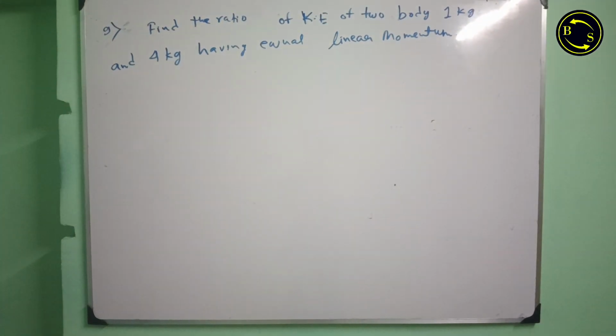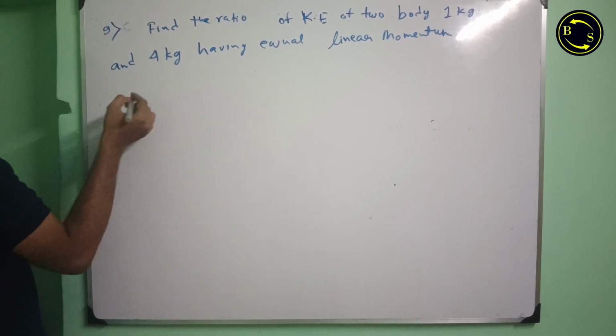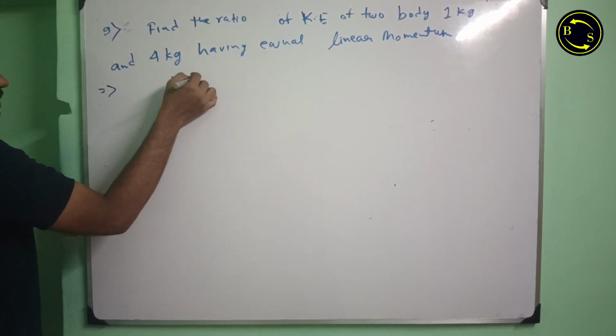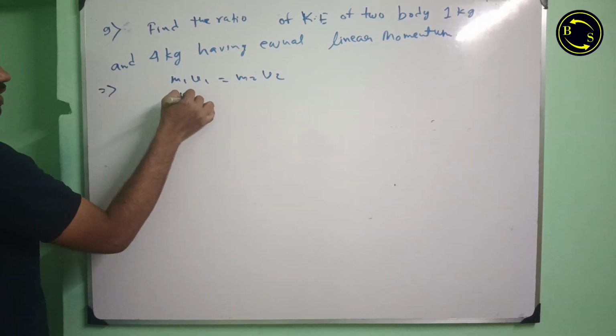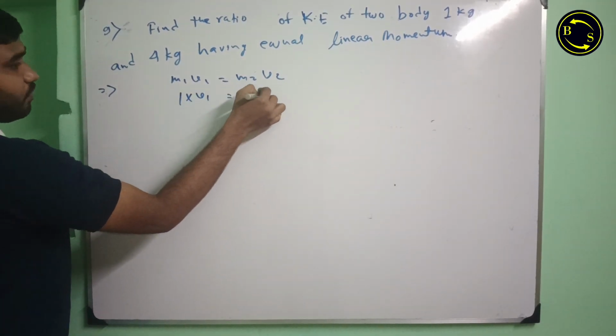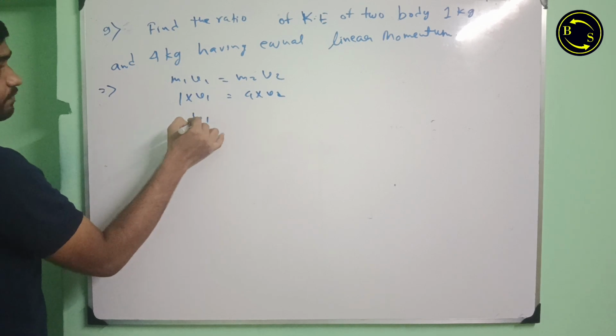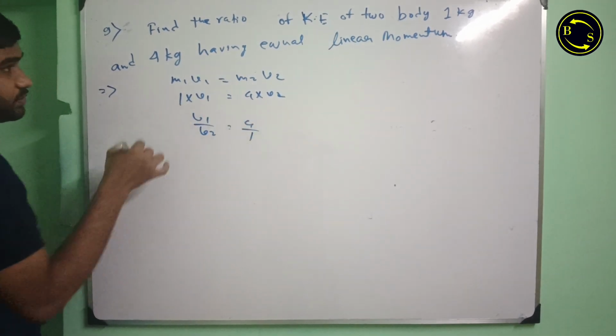Find the ratio of the kinetic energy of two bodies, 1 kg and 4 kg, having equal linear momentum. m1 v1 is equal to m2 v2. What is the value of m1? 1 into v1 equal to 4 into v2. Then v1 by v2 gives us 4:1.